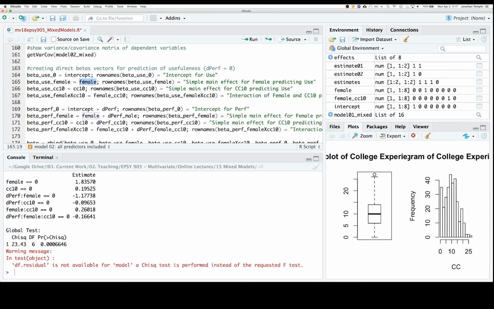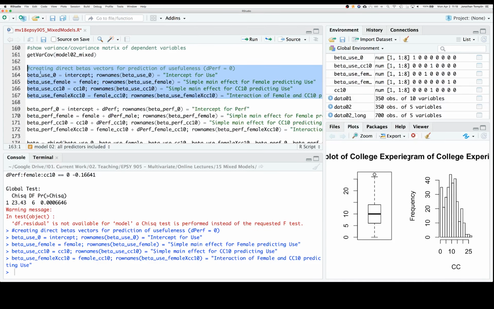Similarly, the main effect of female in our analysis represents the effect of female for usefulness in the path analysis sense. Same thing with CC10, and same thing with the two-way interaction between female and CC10. So what you see when we create these brand new values for our betas is that all the parameters where D performance equals 0 show up here, the parameters not interacting with D performance. And that's what is meant by the reference category. So we can build all of that and look directly at our effects.